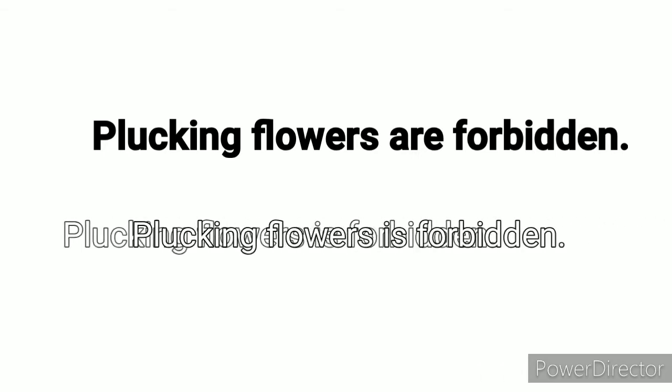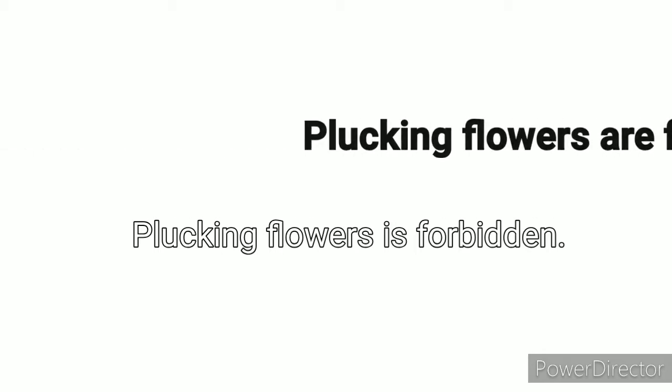Second sentence, plucking flowers are forbidden. Over here in this sentence you will change the word are, because we are not talking about various different flowers, we are taking all the flowers together as one thing, and mainly we are talking about the action of plucking the flowers. So we are talking about the act of plucking the flowers, and we will take it as one act, and we will be using the singular verb with that, and that is: plucking flowers is forbidden. So I hope you get this answer.